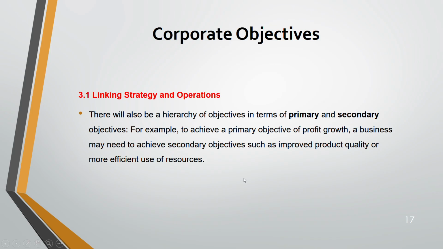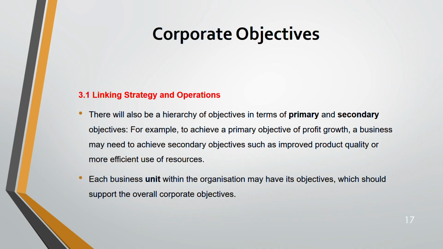Next, there will be a hierarchy of objectives. In the hierarchy, there are two things: one is the primary objective, one is the secondary objective. The primary objective is profit growth. A secondary objective to support that profit growth would be to improve your product quality or make more efficient use of resources. Each business unit will have objectives which will overall support the corporate objectives only.